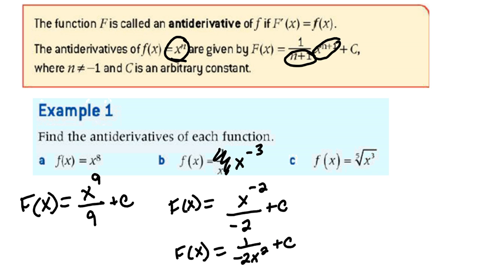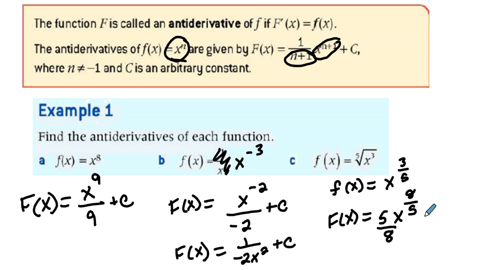Take a moment, try to do c by yourself. Feel free to write it as a fraction. This is why you guys had to do that pre-stuff. So that's x to the 3/5 power. So when I anti-differentiate that, add 1 to the degree, which gives me 8/5, which means I'm going to divide by 8/5, which is the same thing as multiplying by 5/8, plus c.